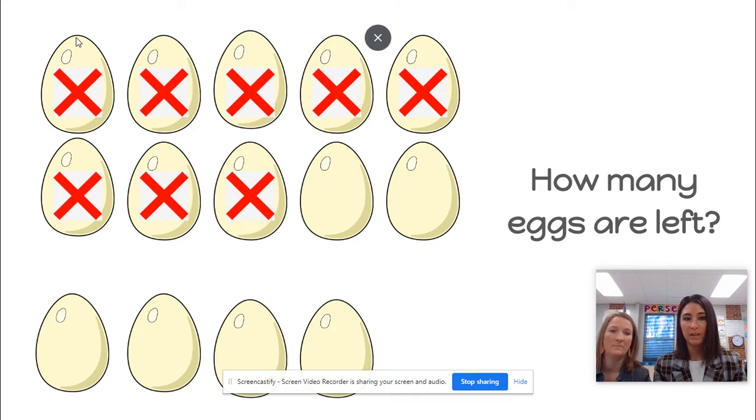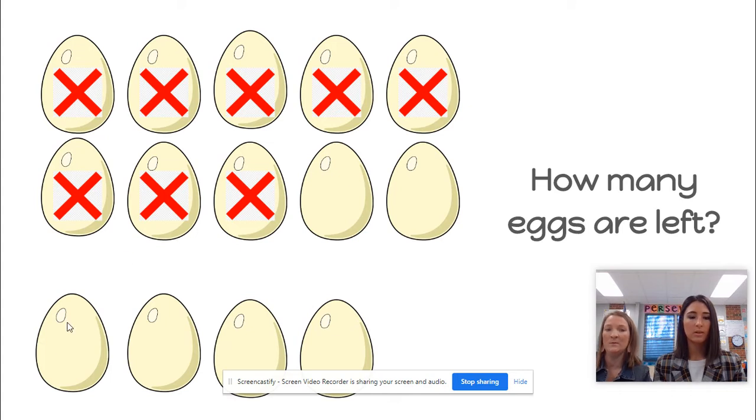Let's double check to make sure we cross off the right amount, because sometimes I make silly mistakes. Let's try. 1, 2, 3, 4, 5, 6, 7, 8. And those are the 8 eggs that had hatched, right? Yes. Okay, and how many eggs were left? How am I going to figure that out? What do I need to do next? I think we can count the eggs that are not hatched to figure out how many are left. Good thinking. Let's try that together.